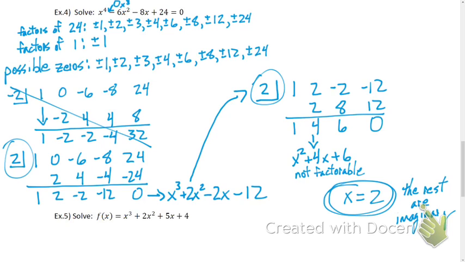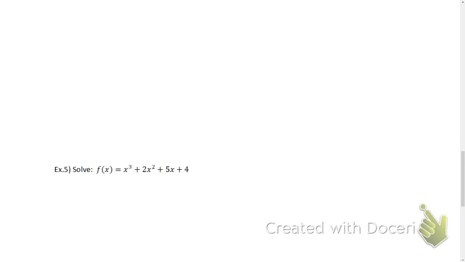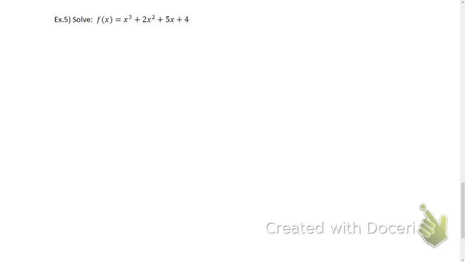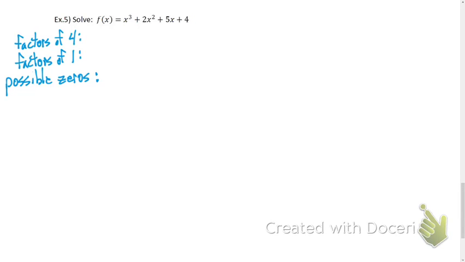All right, let's try one more. This one's a tad faster. It's not as ugly as the last. So we have factors of 4. Oops. Let me fix that. Okay. Factors of 4. Factors of 1. And possible zeros. You should hit pause and see if you can do this on your own without me, and then check your work.